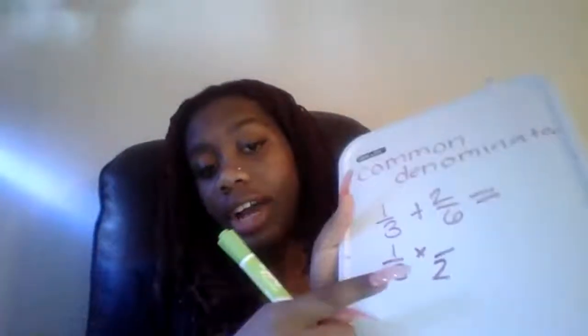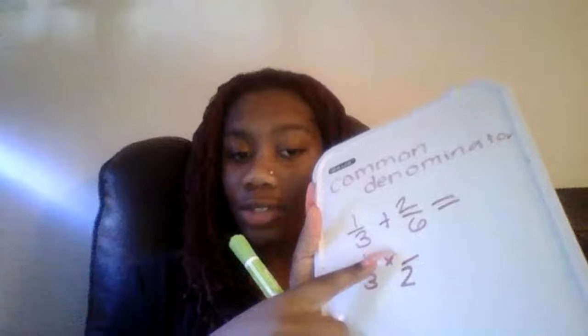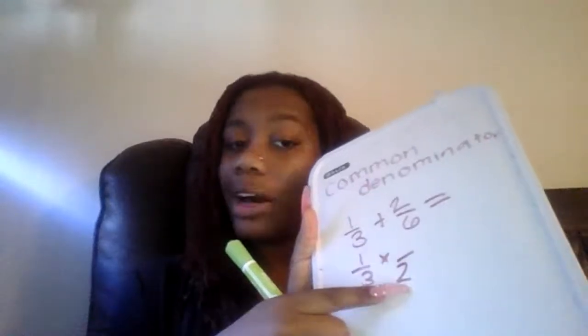Three times 2 will give me 6. And whatever I do to the bottom, I have to do to the top. So if I multiply the bottom by 2, I have to multiply the top by 2. Yes, good, Kingston. 3 times 2. And that'll give me 2 over 6.